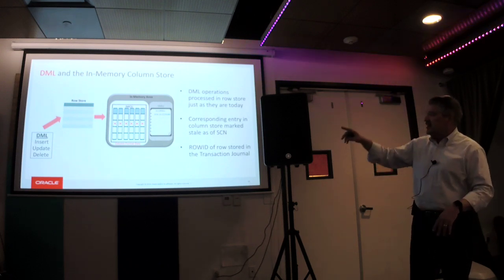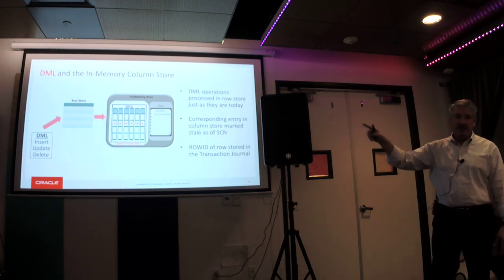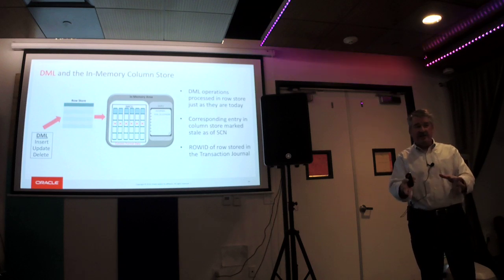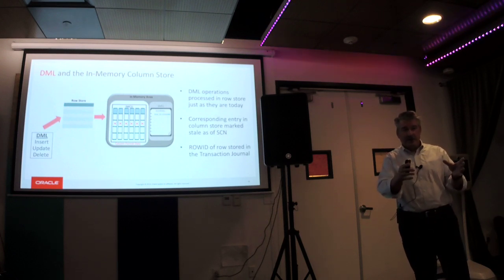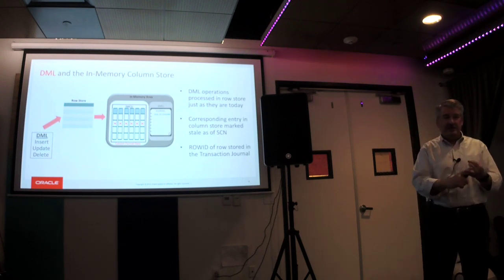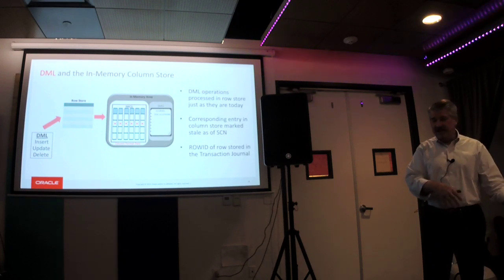Okay. So all the DML, all the changes you make to data always happen in the row store, just like they do without Database In-Memory. The Oracle Database transaction processing architecture hasn't changed with Database In-Memory. So we still have to generate undo and redo. We have a read consistent view of the data. We can roll it back. We have recoverability. All that doesn't change.